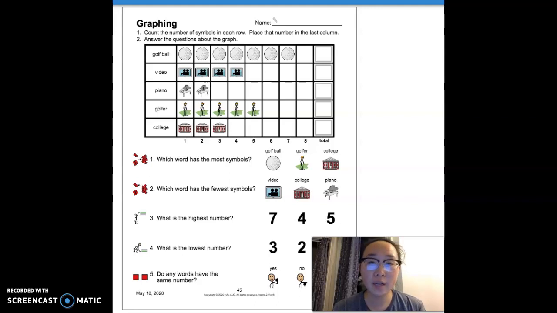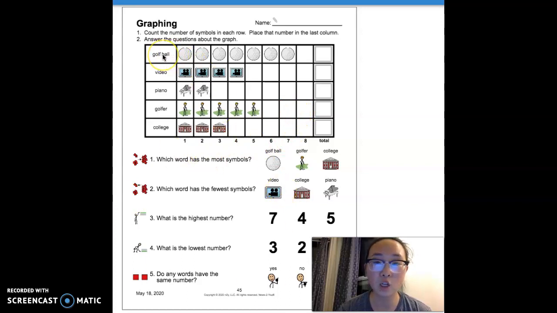Hey everyone, so we're working on our graphing page this week. This one is the first version, so if you're not doing this one, you can look at the other video. So for graphing, it says, number 1, count the number of symbols in each row. Place that number in the last column. 2, answer the questions about the graph. So we're going to do this first, then we're going to answer the questions.